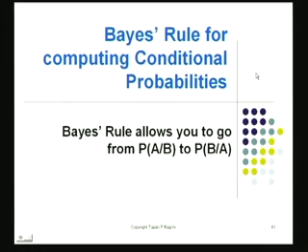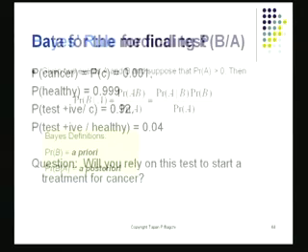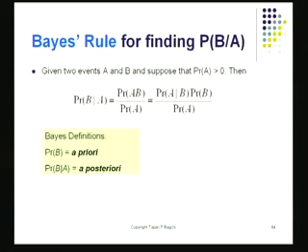Bayes was a priest. He was also a mathematician, and over 100 years ago, he came up with this idea of going from P(A given B) to P(B given A). And that's a very simple, straightforward application of a little bit of algebra. Let me show you what his formula looks like.